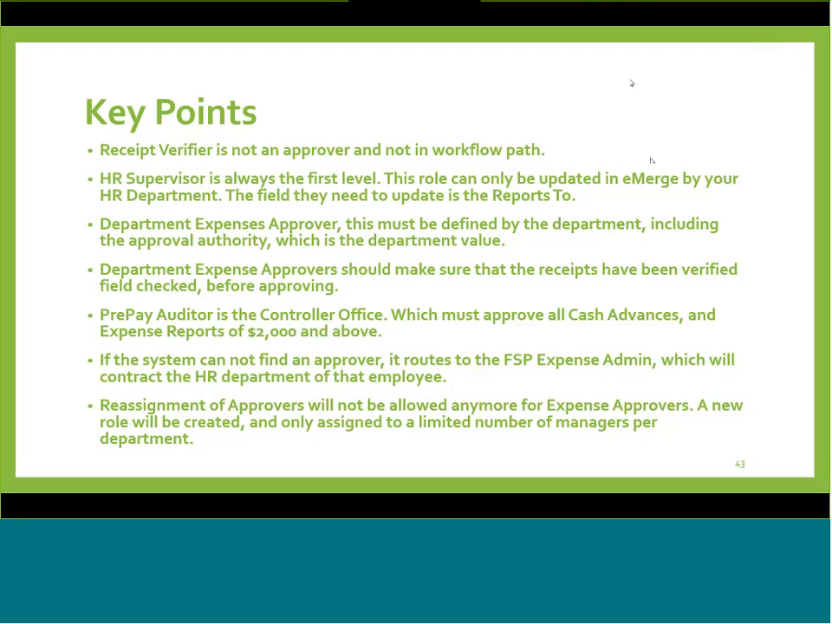If the system cannot find an approver, it routes to what we call our FSP expense admin, which will create a user support ticket and contact the HR department of that employee and say, we have this issue, please tell me who we have to reassign the expense report to, and please fix this. So if we get a ticket, for example, that says, hey, I've seen these screenshots where my thing is stuck with Teodora, and I don't even know who Teodora is, it's because they don't have a reports to supervisor.